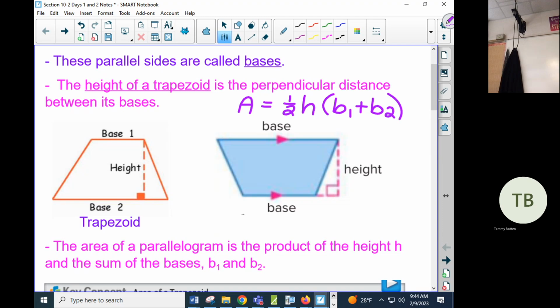Now that cheat sheet that I gave you guys yesterday or the day before would have the formulas on there, so you don't have to know them. But basically, the height has to be perpendicular again. It has to be at a right angle. And then the two bases, it doesn't matter which one you call B1 and which one you call B2.